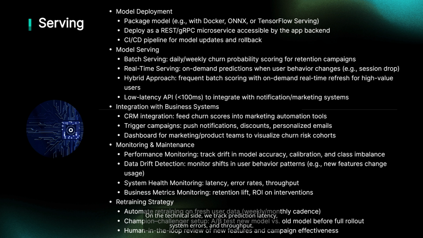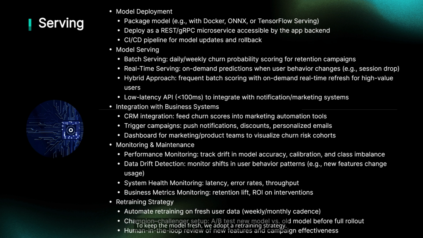On the technical side, we track prediction latency, system errors, and throughput. On the ML side, we monitor model performance and calibration, making sure predictions remain accurate as user behavior evolves. Data drift detection is critical. If a new app feature changes usage patterns, the model may no longer generalize well. Finally, we monitor business impact metrics, such as retention lift and campaign ROI, since even a highly accurate model is only useful if it drives meaningful improvements.